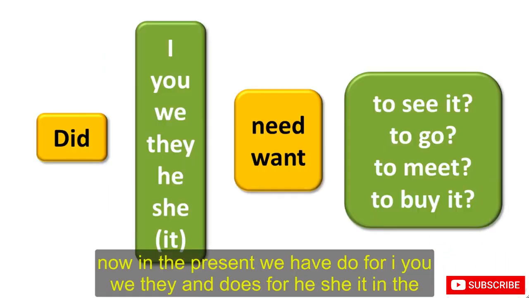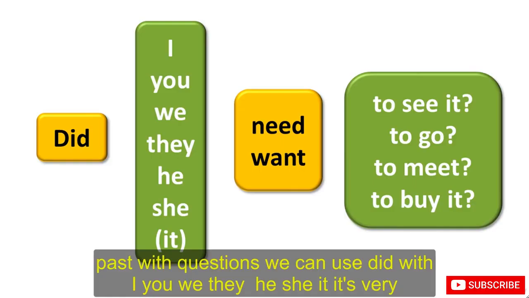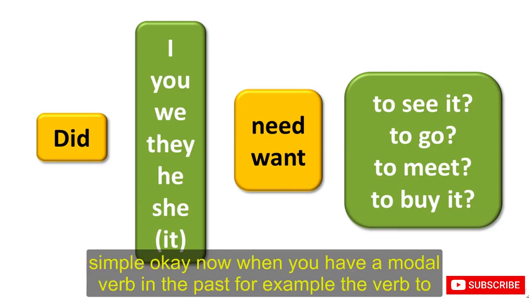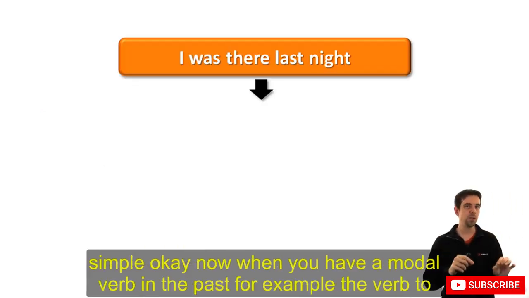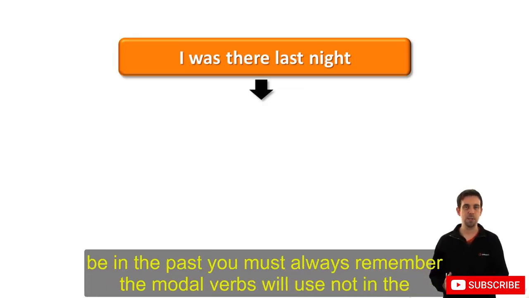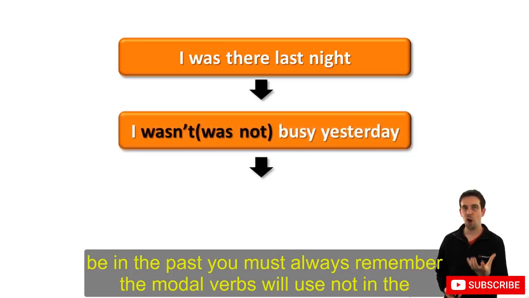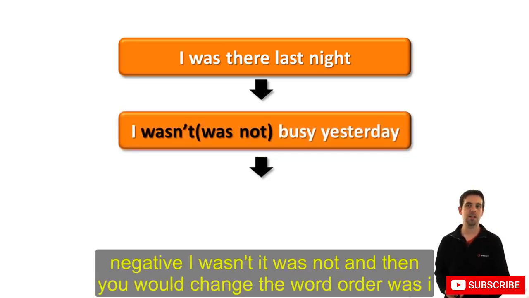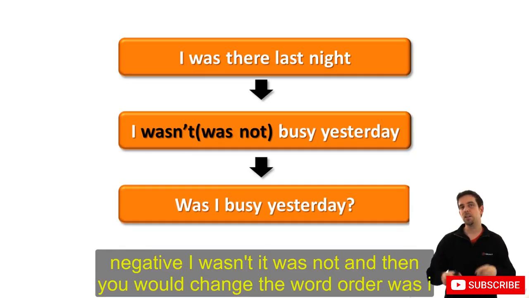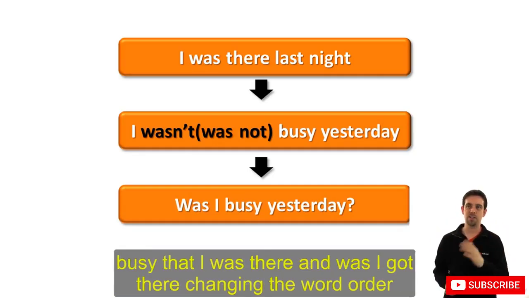Now, in the present, we have do for I, you, we, they, and does for he, she, it. In the past, with questions, we can use did with I, you, we, they, he, she, and it. It's very simple. Okay? Now, when you have a modal verb in the past, for example, the verb to be in the past, you must always remember the modal verbs will use not in the negative. I wasn't, I was not. And then you will change the word order. Was I busy? I was there last night. Was I there? Changing the word order.